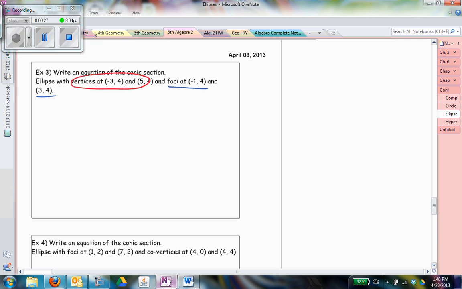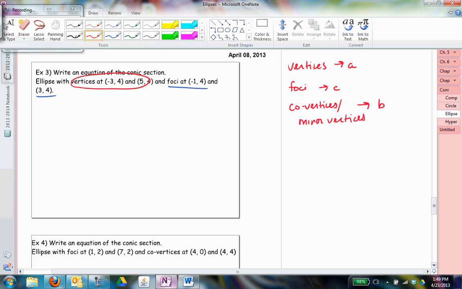Okay, now remember, the vertices coordinate with your A value, the foci coordinate with your C value, and the co-vertices, or sometimes referred to as the minor vertices, those are going to give you your B value, okay? Your center is always going to be halfway between your two vertices, your two foci, or your two co-vertices.